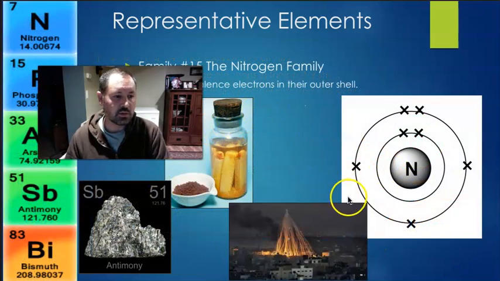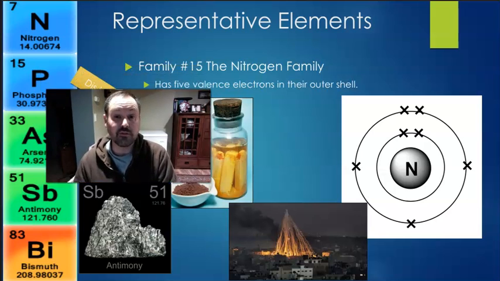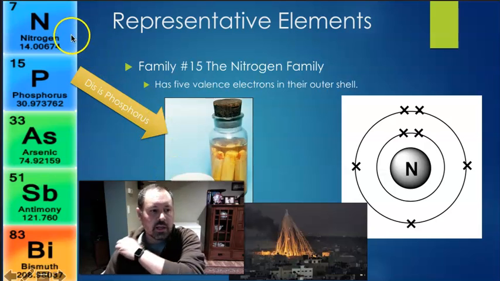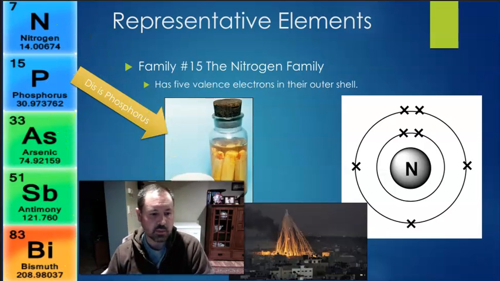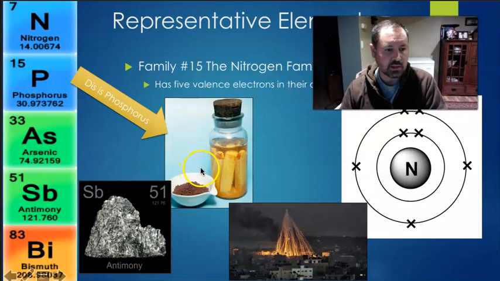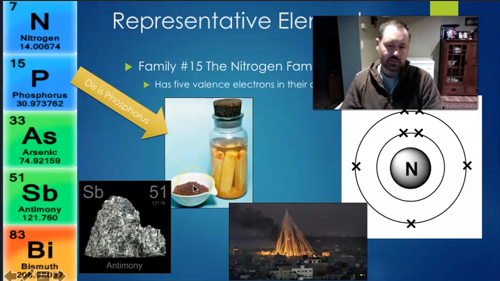Let's move on. Let's go to the nitrogen family. And the nitrogen family, it's got 5 valence electrons in their outer shell. Nitrogen, phosphorus, arsenic, antimony, and bismuth. And notice here we've got 5 valence electrons, and what I'm pointing to here is phosphorus. So there's white phosphorus and red phosphorus.